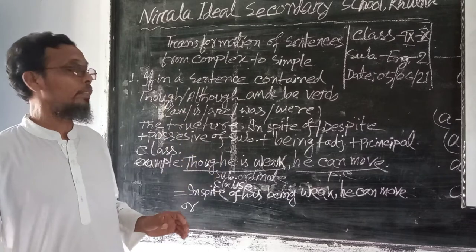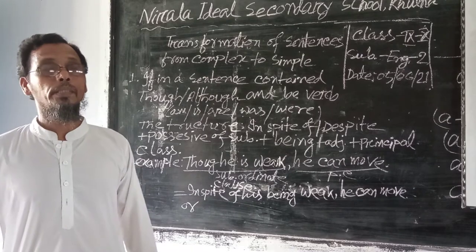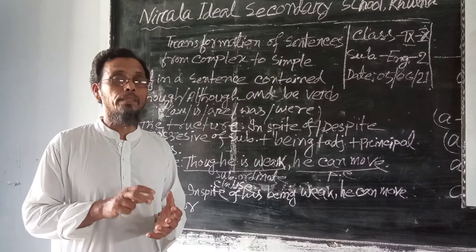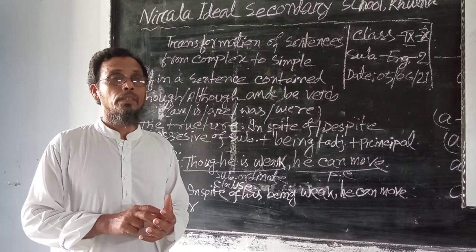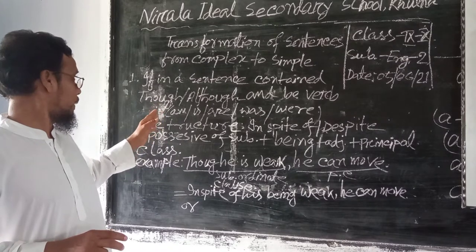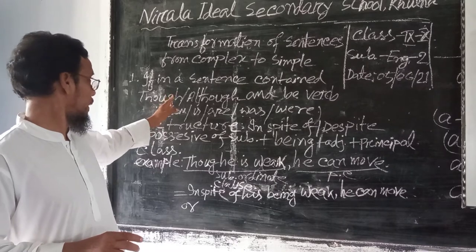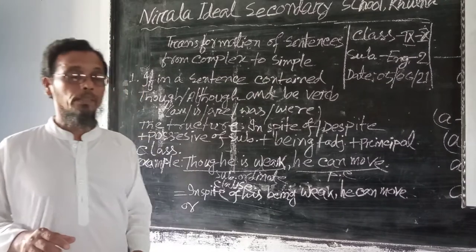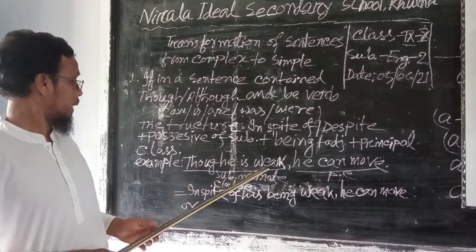Today, I am going to discuss changing sentences from complex to simple. You know, according to form, sentences are of three kinds: simple, complex, and compound. Dear learner, today I am going to discuss how to change a complex sentence to a simple sentence. How? Dear learner, look at the sentence.